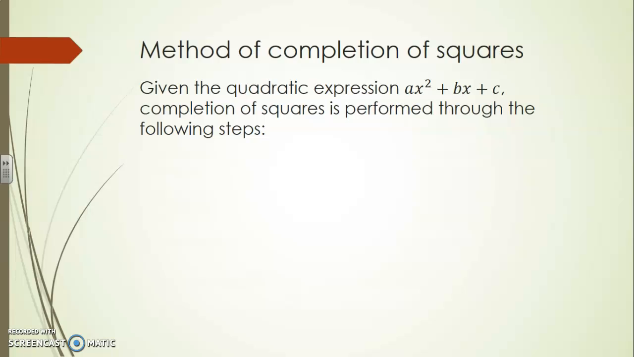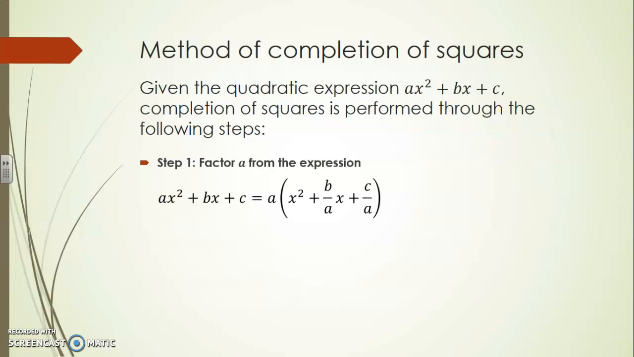Given the quadratic expression ax squared plus bx plus c, completion of squares is performed through the following steps. Step 1, we're going to factor a from the expression. Okay, I agree with you, this is not looking pretty, but keep in mind that with numbers, this will actually come out a bit nicer or easier to handle, or maybe not. We'll have to see.